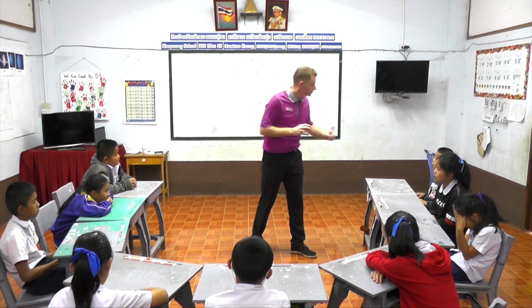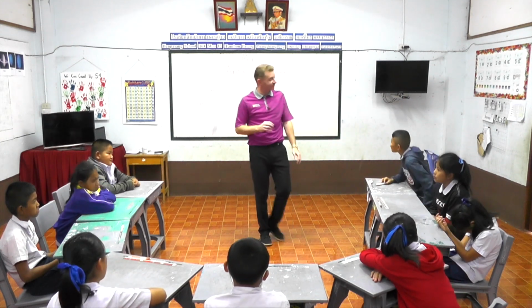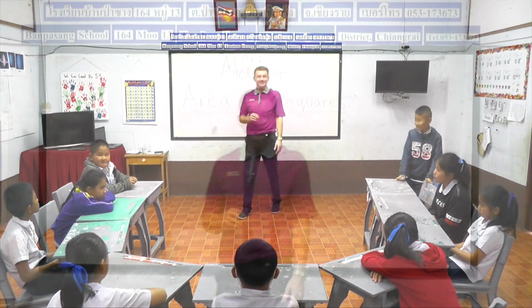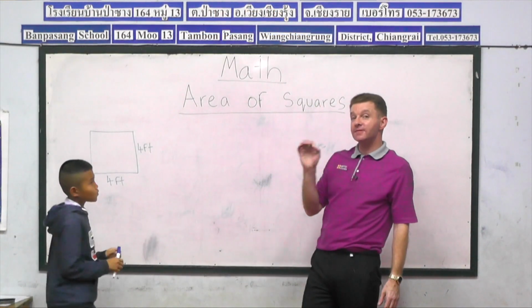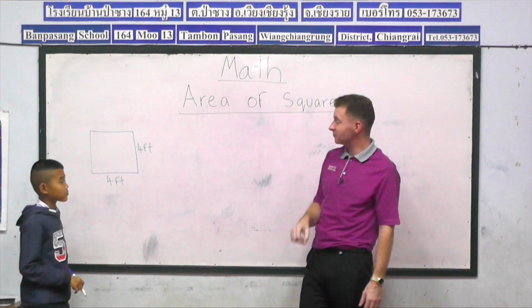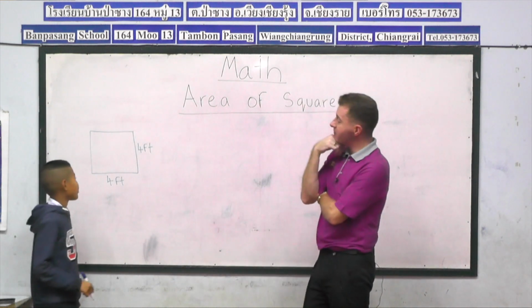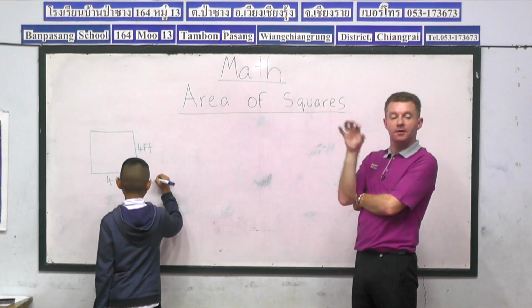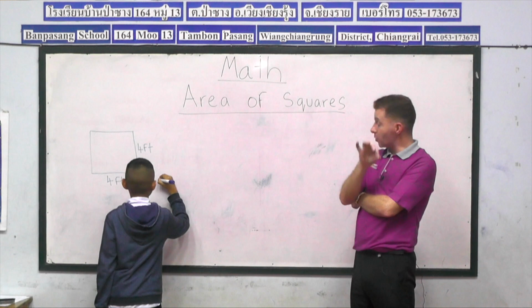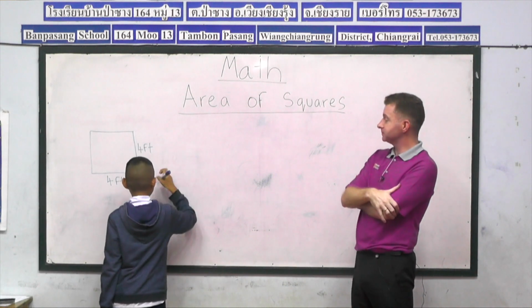So let's see who can come forward and demonstrate how to work out the area of this square. Pangpon, come and join me at the front of class, please. So Pangpon, if you can stand here, and using what we've learned in the previous lesson and this one, how can we calculate the area of the square? What's the calculation we need to do? 4 foot times 4 foot.